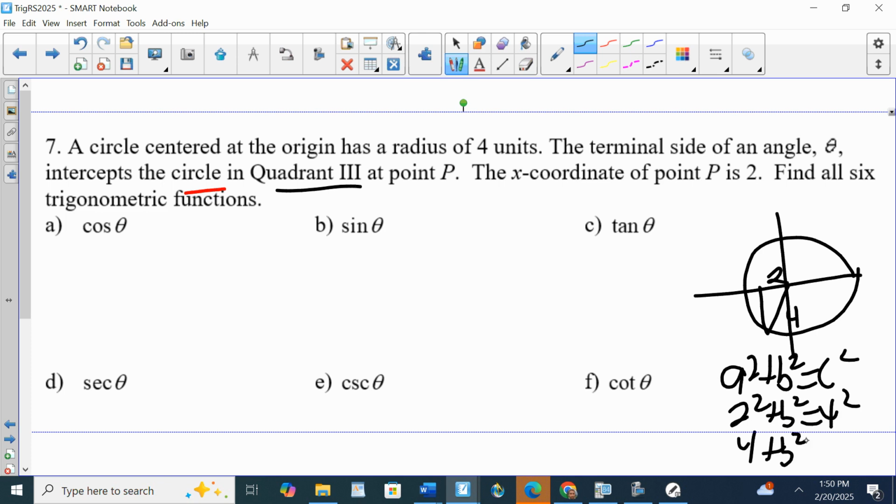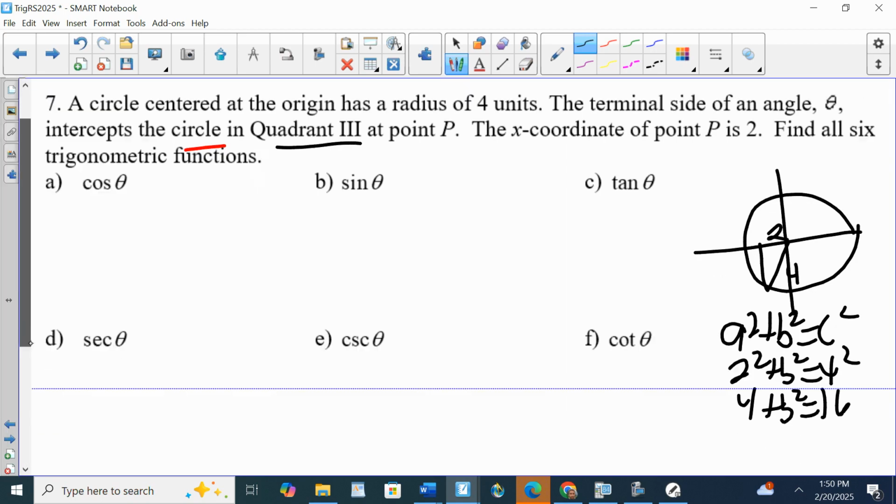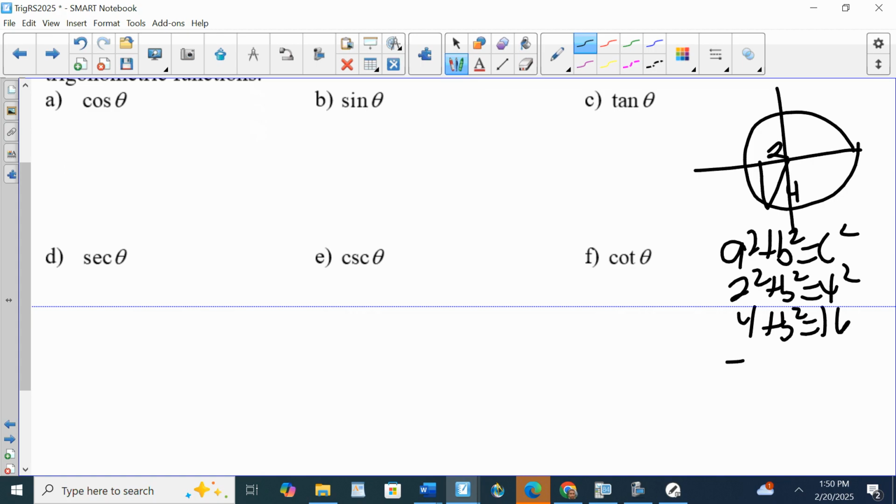4 plus b squared equals 16. Move it down. Minus 4, b squared equals 12. B is radical 12. You can leave it as radical 12. You don't have to reduce the radical.